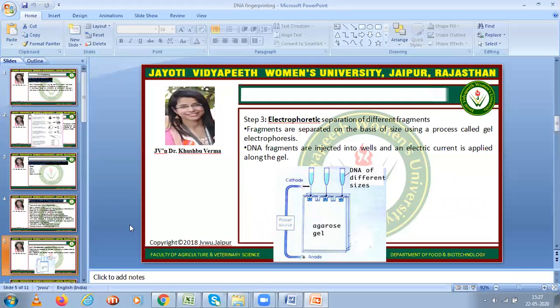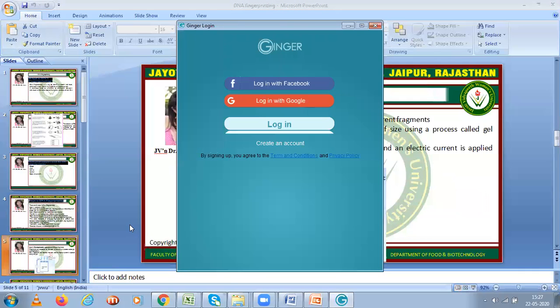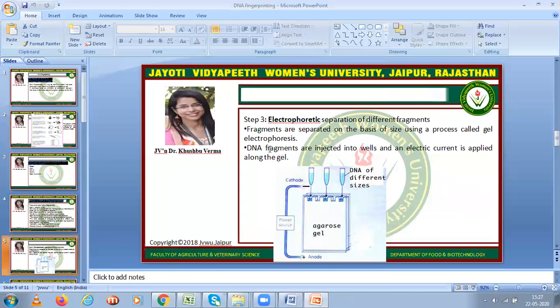Next step is electrophoretic separation of different fragments. Fragments are separated on the basis of size using a process called gel electrophoresis. DNA fragments are loaded into wells and an electric current is applied along the gel. Here we can see in this diagram, this is agarose gel and DNA of different sizes can be loaded. Here is the cathode region and this is the anode region.